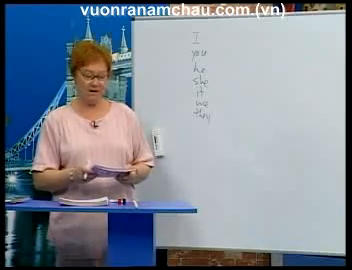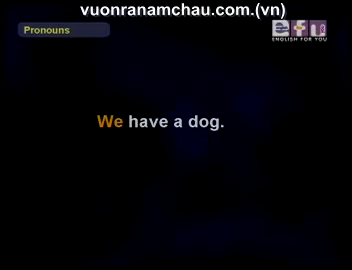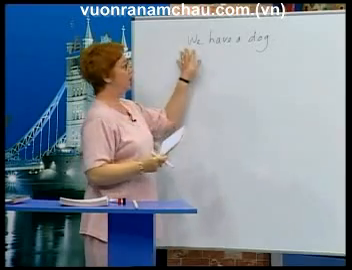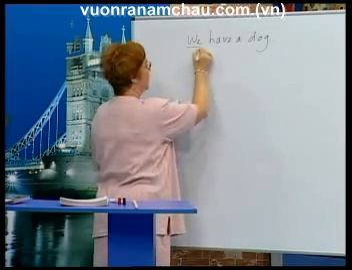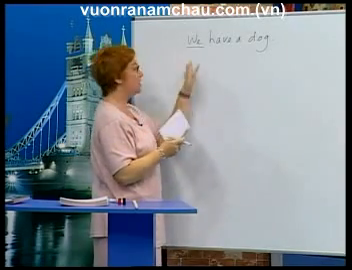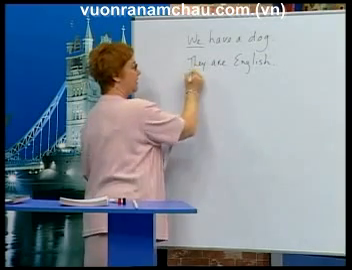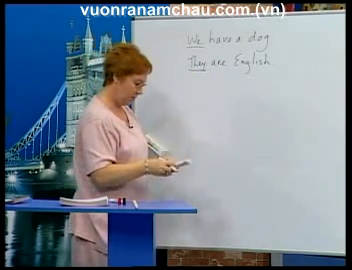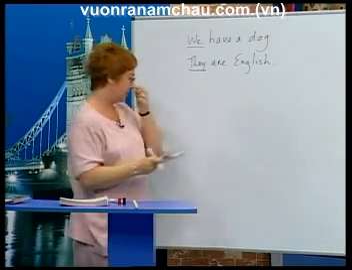We can use the pronouns to talk about the subject. Let's look at this. We have a dog. All right? And here we have we, the subject pronoun. Okay? They are English. And here they is the subject pronoun. Okay? Now, we can also use pronouns to talk about objects.